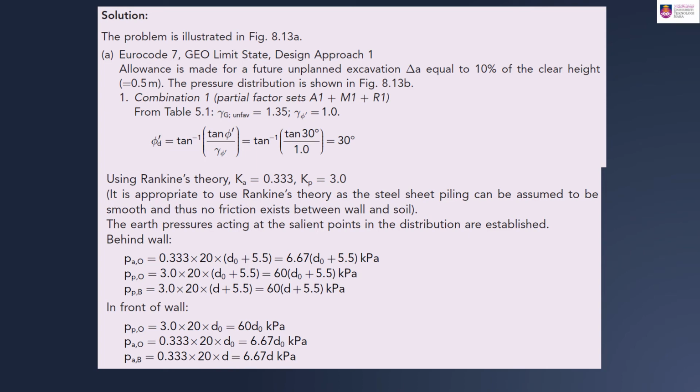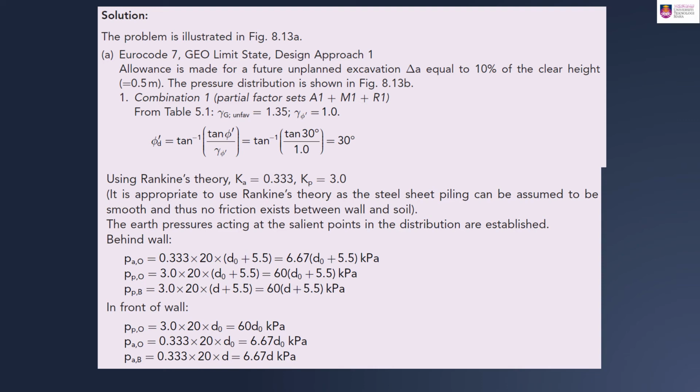And the problem is illustrated as shown just now. In the Eurocode 7 geo-limit state design approach 1, first for a future unplanned excavation, delta A equal to 10% of the clear height, which is equal to 0.5 meter. The pressure distribution is as shown just now, using combination 1, partial factor sets A1 plus M1 plus R1, and then the properties from table 5.1 are given.